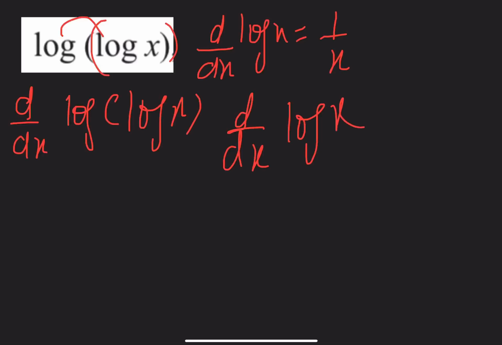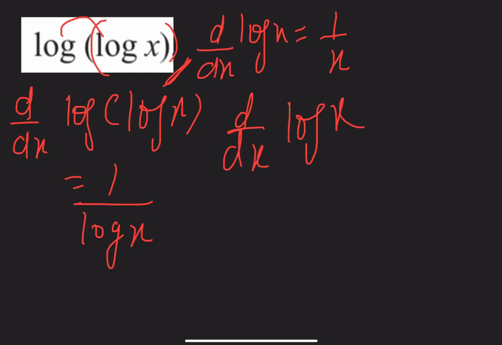Now the derivative of log x is 1 upon x, but in this question, just compare these two expressions. In place of x in this expression, I have log x. That means log x is playing the role of x. So if the derivative of log x is 1 upon x, what is the derivative of log of log x? It is going to be 1 upon log x, because instead of x, I have log x here. The derivative of log x is 1 upon x, so the derivative of log of log x is 1 upon log x into 1 upon x.